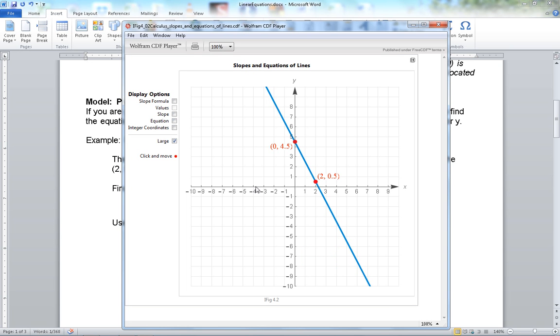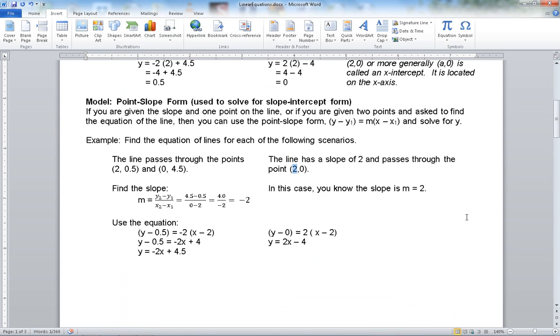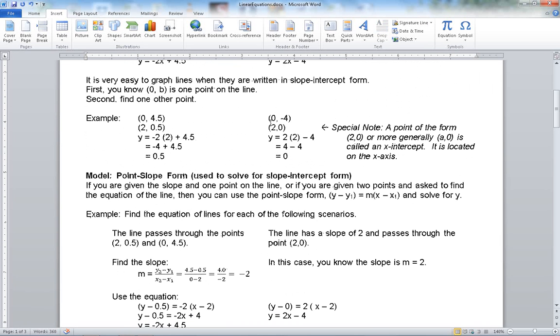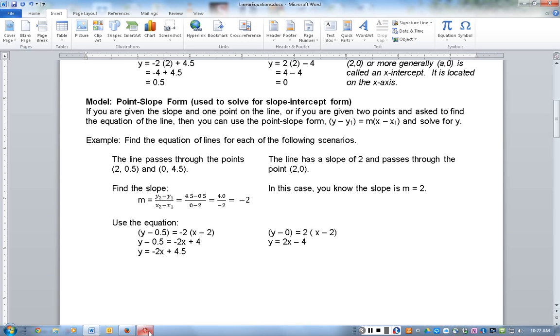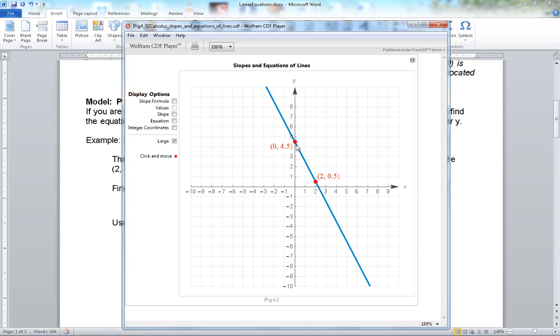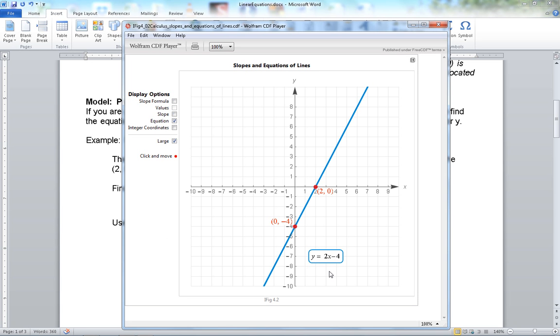Now let's go back to the other points and look at those. What were the other 2 points? 0, -4, and 2, 0. Notice now the line is increasing, or has a positive slope as we move left to right, whereas in the first example it had a negative slope. If we click on equation, we can see the equation as y equals 2x minus 4.